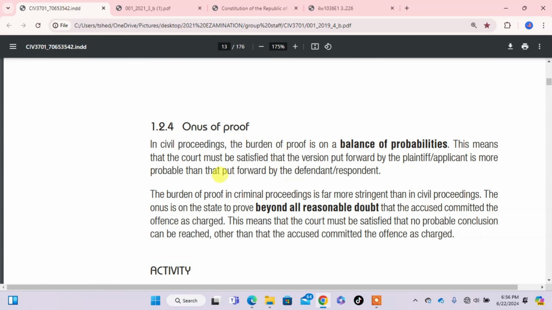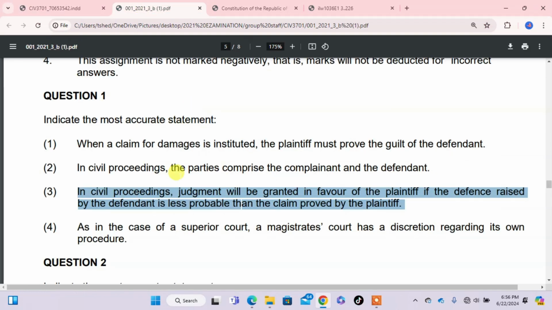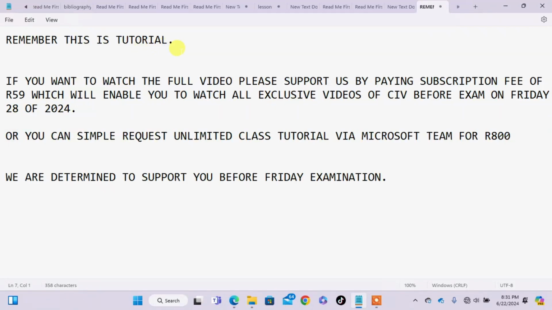When I prove it, you can see that in civil proceedings, the burden of proof is on a balance of probabilities. This means that the court must be satisfied that the version put forward by the plaintiff is more probable than that put forward by the defendant, who is also called the respondent, right? So we have done number 1 of this tutorial.